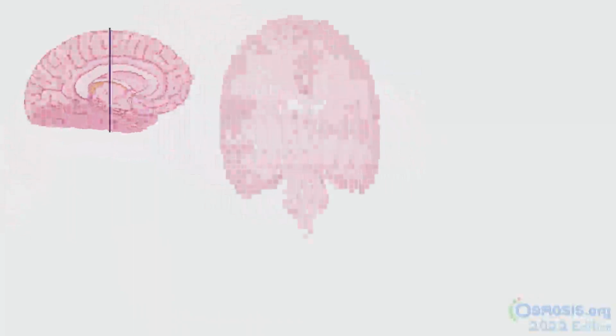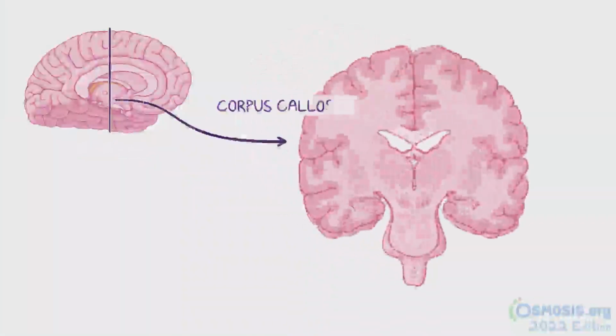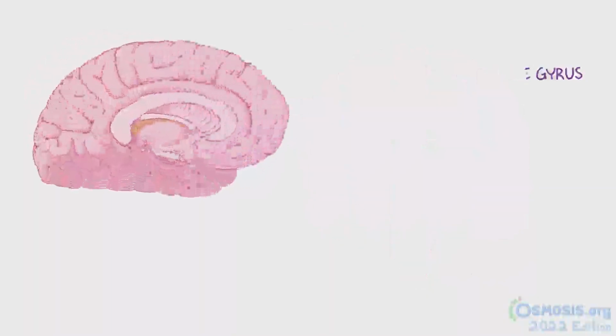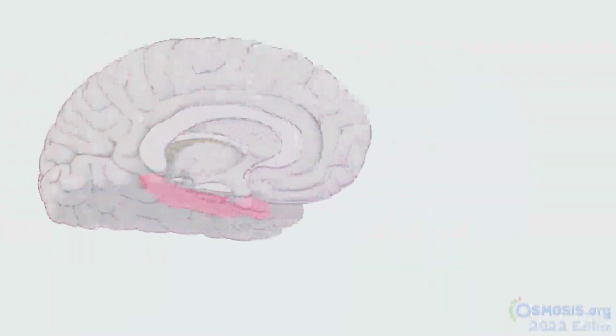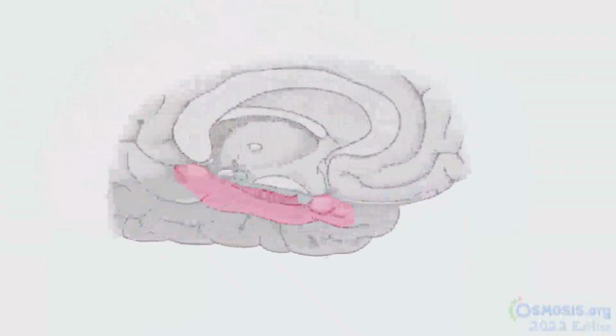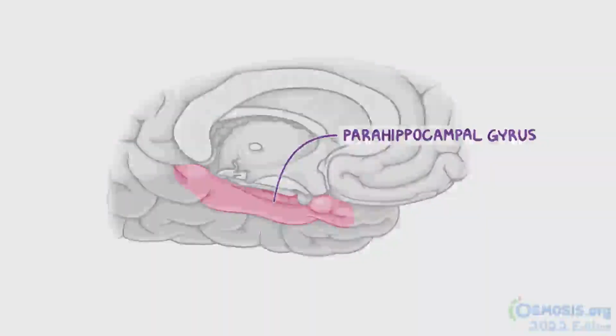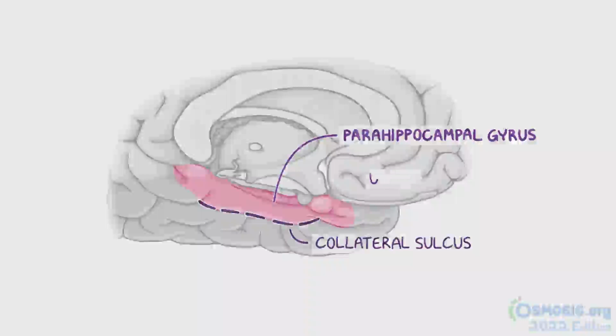On a coronal section of the brain, we can see the corpus callosum connecting the hemispheres and the cingulate gyrus just superior to it at the bottom of the longitudinal fissure. On the ventral and medial aspect of the temporal lobe, spreading anteriorly from the splenium of the corpus callosum, we see the parahippocampal gyrus, which is separated from the rest of the temporal lobe by the collateral sulcus. The anterior portion of the parahippocampal gyrus curves medially and posteriorly like a hook and is called the uncus.